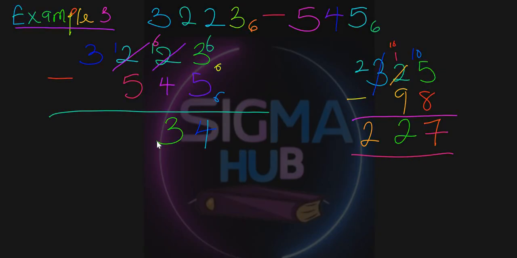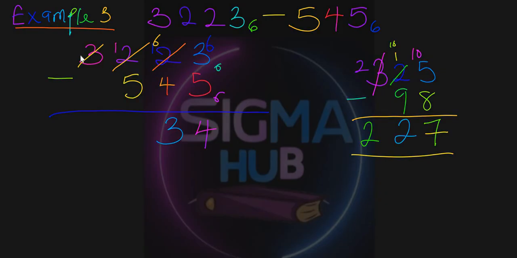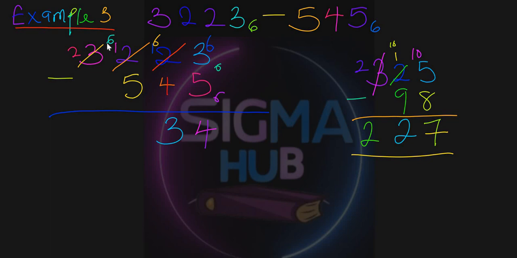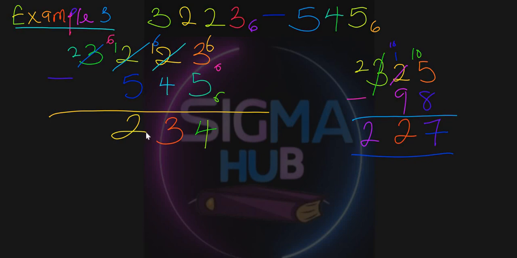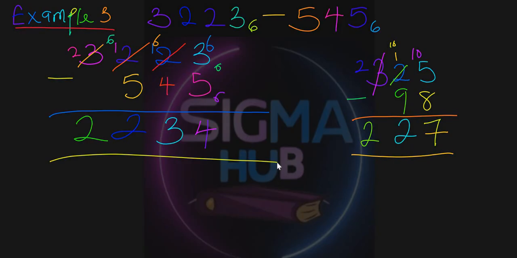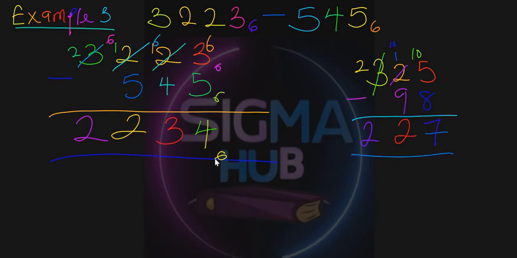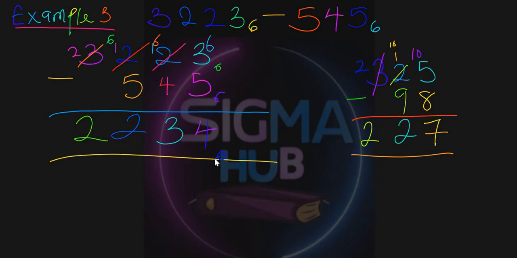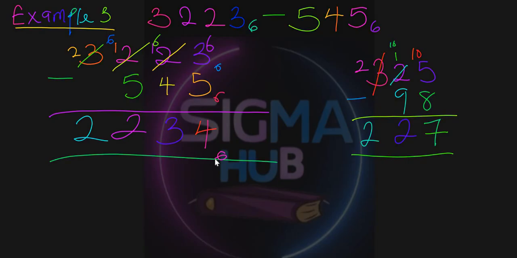Then 1 minus 5 is not possible. So you get 1 from here, it becomes 2. Then on getting to where you want to use the one that you get, it becomes 6 because we are doing base 6. So 6 plus 1 is 7. 7 minus 5 is 2. Then we have 2. So the answer is 2, 2, 3, 4 in base 6. I believe it is easy to do. So if you are given any other base, this is just how you go about it.